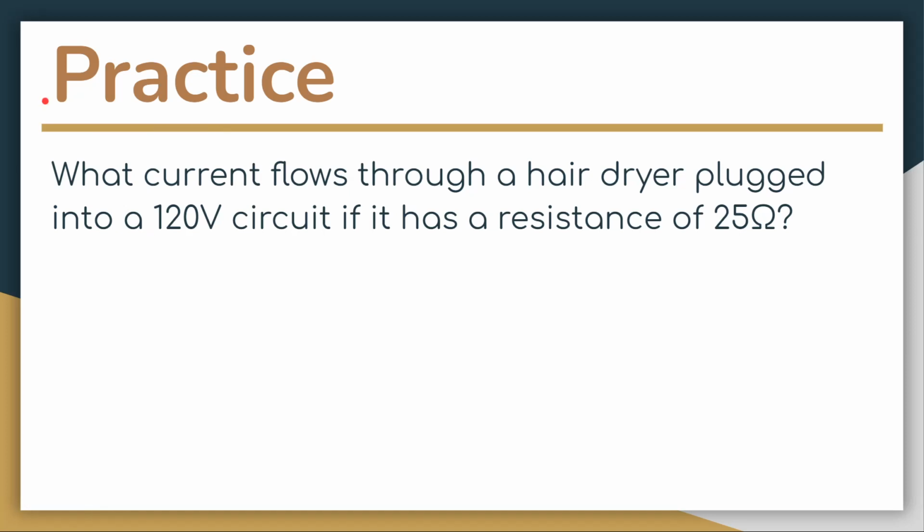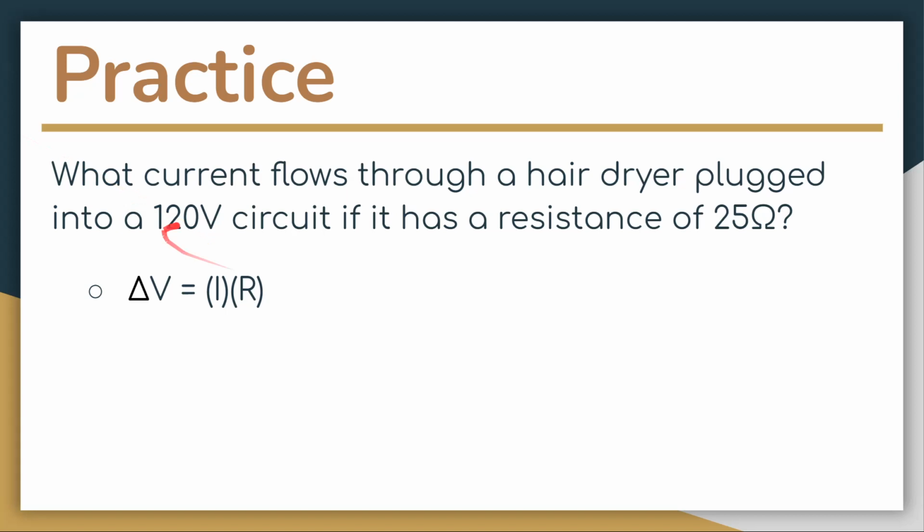It says, what current flows through a hairdryer plugged into a 120 volt circuit if it has a resistance of 25 ohms? Again, I can tell by looking at this, I see current, I see a voltage because I see 120 volts, and I see resistance. So this is obviously an Ohm's law problem. Voltage equals current times resistance.